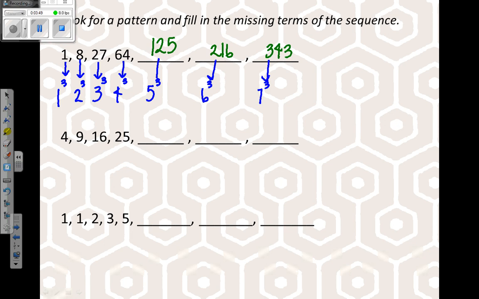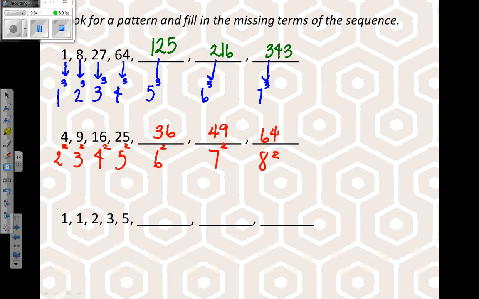So in this case, 4 is 2 squared, 9 is 3 squared, 16 is 4 squared, 25 is 5 squared. So my next one's going to be 6 squared, 7 squared, 8 squared. So I'll have 36, 49, and 64.